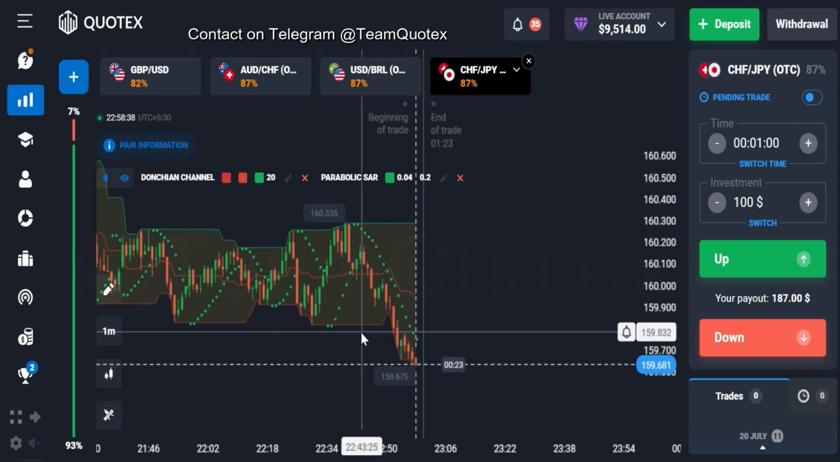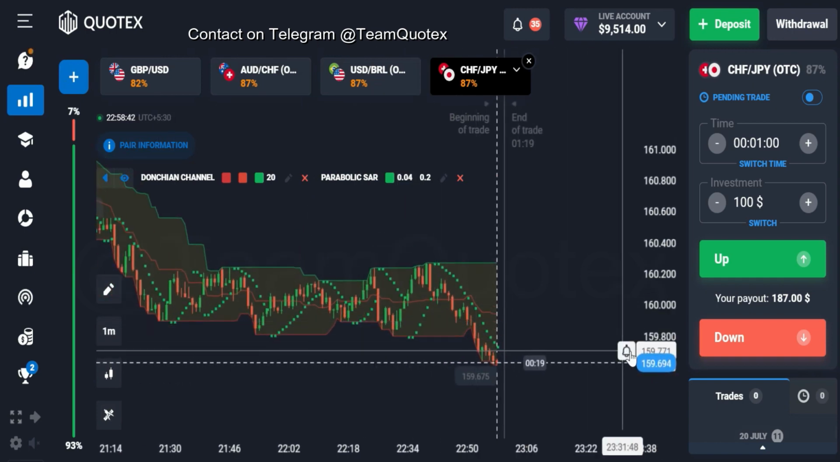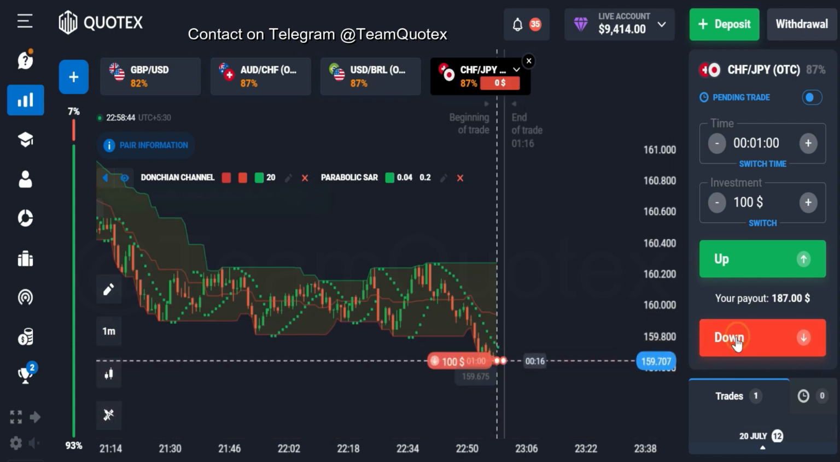It will take time, guys, because the market is sticking at this level. Let me change the asset. Now, guys, you can see this already broke, already in down direction. We can trade in down direction.